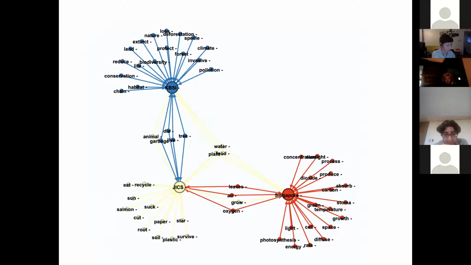We have, for example, topics like leaves, air, grow, and oxygen that are overlapping between Singapore and JICS. We have water, plant, and so on, overlapping between Singapore and the KBSI 2018 design experiment. We have topics like animal, garbage, dye, trees, overlapping between JICS and the KBSI 2018 design experiment discussion. So using this kind of analysis, we would be able to identify the intersection of the works and to encourage discourse and meta discourse between those three communities.